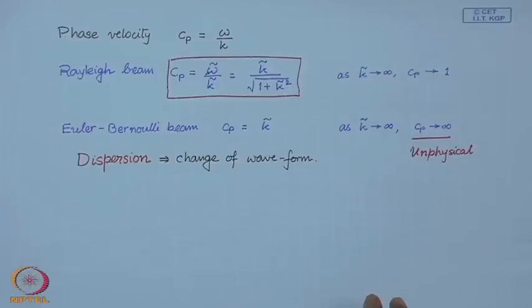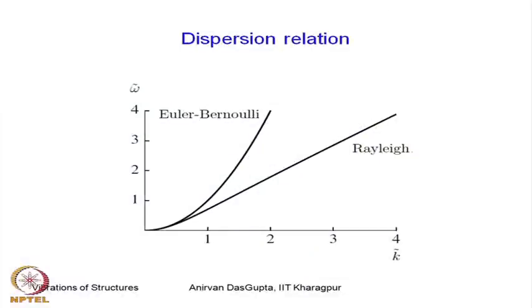Now, here let us look at this dispersion relation of the Euler-Bernoulli and the Rayleigh beam models. So, I have plotted omega tilde versus k tilde. You can see that this is quadratic in k tilde, as we have seen. Omega tilde is k tilde square, whereas this tends to a line, with a certain slope, and omega over k becomes finite. So, this is the Rayleigh beam and this is the Euler-Bernoulli beam.